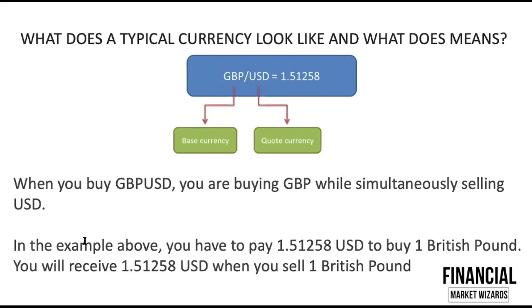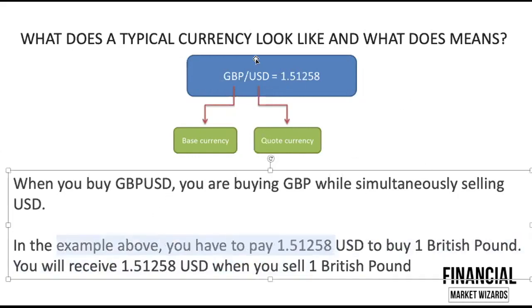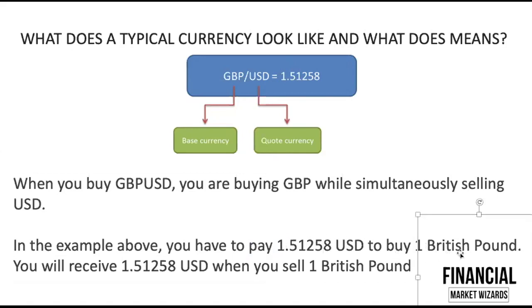So in the example above, how do you read this? If you buy, you have to pay 1.51258 USD to buy 1 British pound. When you buy, it's always with reference to the first currency, the base currency, and it's 1. So to get 1 pound, you need to pay 1.51258. Conversely, if you want to sell 1 pound, you will receive 1.512158. That's how you read the quotes.